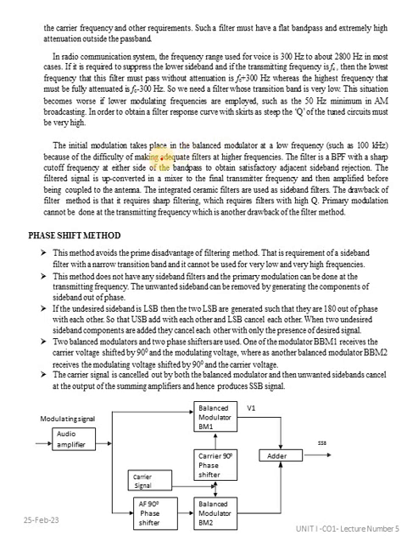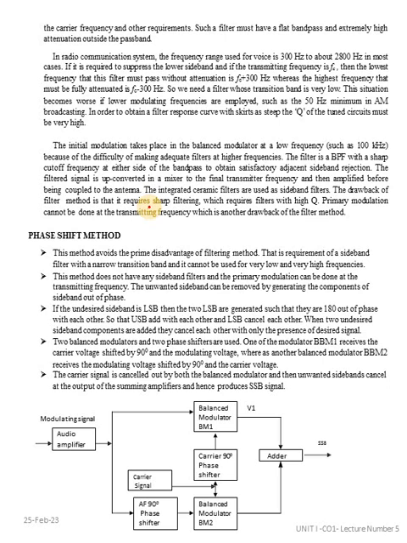The initial modulation takes place in the balanced modulator at low frequency because of the difficulty of making an adequate filter at high frequencies. The filter is a bandpass filter with a sharp cutoff frequency at either side of the bandpass to obtain satisfactory adjacent sideband rejection. The filtered signal is converted in a mixer to the final transmitter frequency and then amplified before being coupled to the antenna. Integrated ceramic filters are used, such as sideband filters. The drawback of this filter method is that it requires sharp filtering, which requires filters with high tuning.